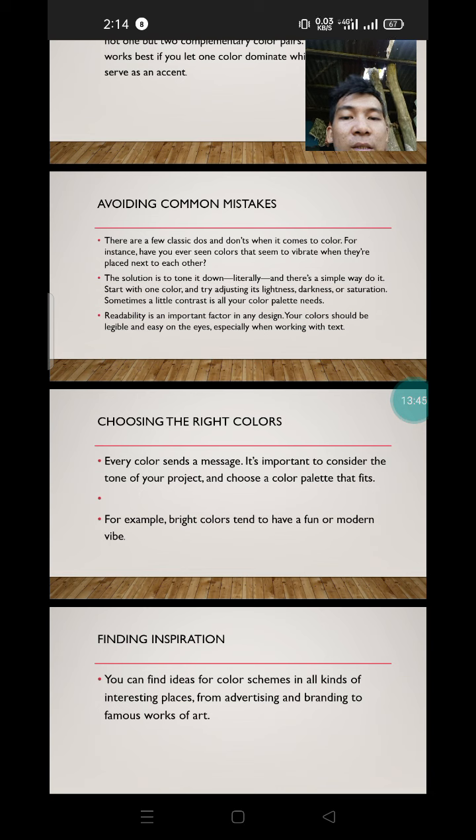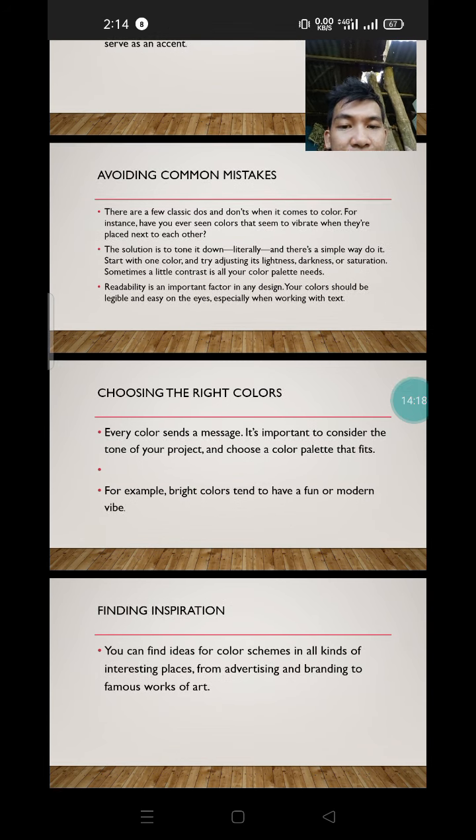Why don't you start with one color and try adjusting its lightness, darkness, or saturation? Sometimes a little contrast is all your color palette needs. Readability is an important factor in any design. Your colors should be legible and easy on the eyes, especially when working with text.